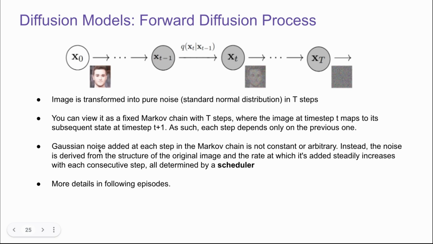Standard deviation noise is added at each step in the Markov chain, and it's not constant or arbitrary. Instead, the noise is derived from the structure of the original image, and the rate at which it's added steadily increases with each consecutive step. This is all determined by its scheduling. More details again in the following episodes. I apologize if this appears to be not disclosing everything in one episode, but the truth is it's almost impossible to cover everything in 30 minutes or even 1 hour.